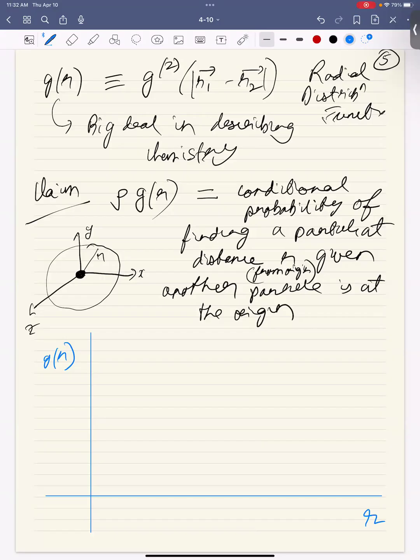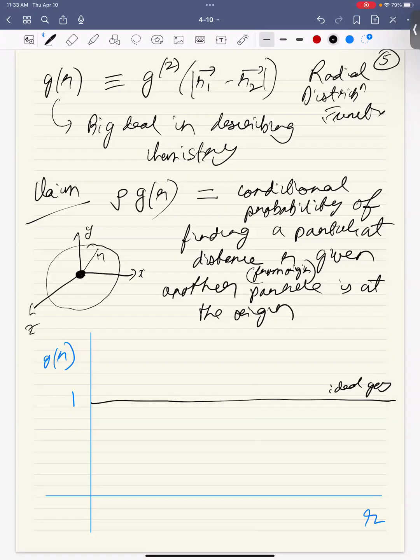Because if you multiply rho with that, so for an ideal gas, G of R should be equal to 1, because when you multiply it with rho, the conditional probability of finding a particle at a distance R is simply the density. If the density goes to 0, the conditional probability of finding something decreases, right? And if you want to be mathematically super careful, we are thinking about a probability density here, right?